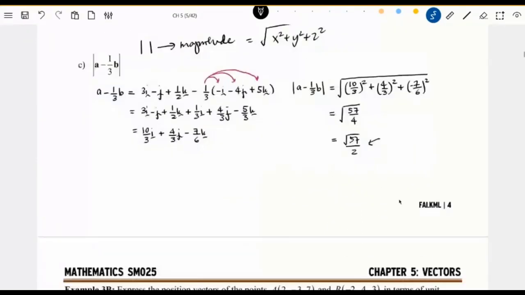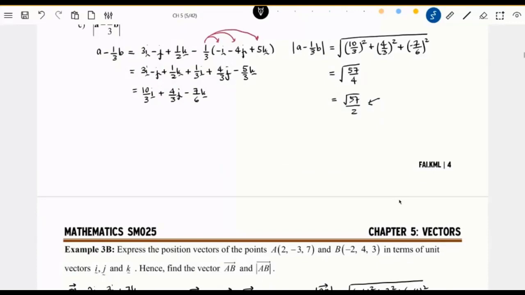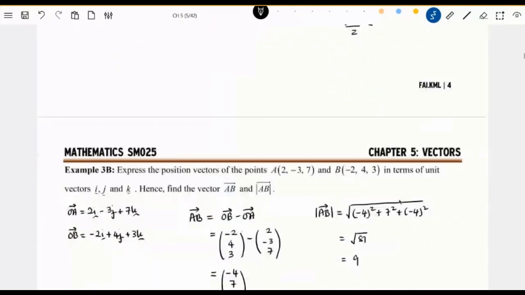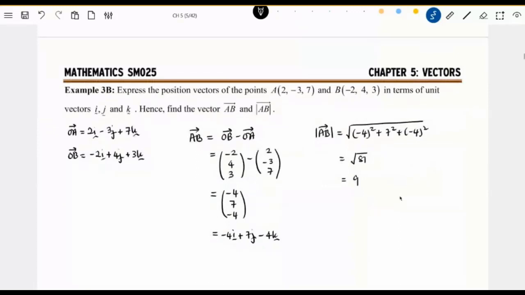Now we go through for the example 3B. Okay, so 3B already discussed in the video as well. So express the position vectors in term of I, J, K. So ramai yang akan tertinggal bahagian ini sebab dia terus nampak yang ini sahaja. Salah. So ini ada markah. We have it 1 mark here, 1 mark here. Sebab dia minta specific position vectors.